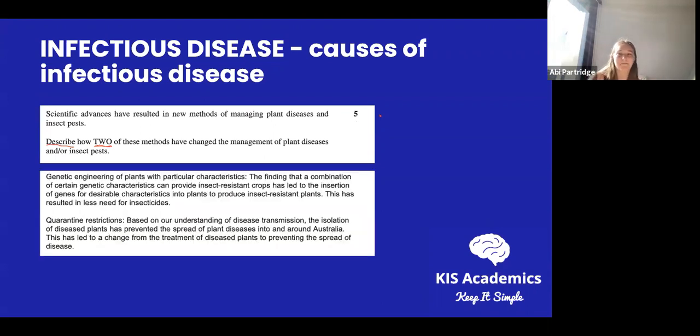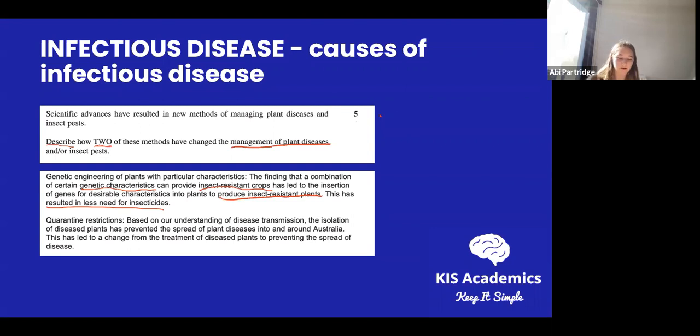For genetic engineering, what it changes is the genetic characteristics, and it can produce insect resistant crops. Those are the two things genetic engineering does. Then you also want to link it to the other part of the question, the management of plant diseases. You're saying that it has resulted in less need for insecticides. That's how the management of plant diseases has changed, because you've been able to produce insect resistant crops instead of using insecticides.